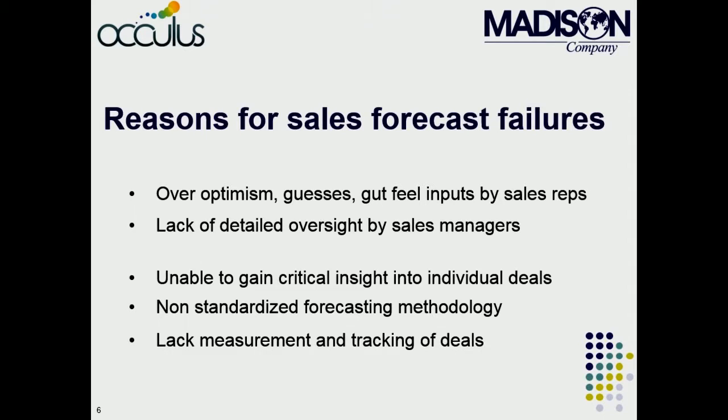And last but not least, it's hard to track the individual details of each deal if you have 30 deals, 40 deals, or 10 deals. What Occulus can do is it can give you structure, it can give you details, it can automate a lot of the forecast, and it can tell you what the good deals and the bad deals are. So in a way, it covers all of these areas of the problems of not getting the forecast accurate.